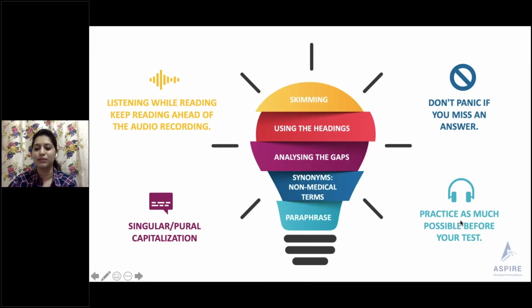Always practice as much as possible before your actual test day, because the more you practice, the more you orient yourself to the accents, and you know where to look for an answer, and you'll in general get an idea as to how to go about the paper.